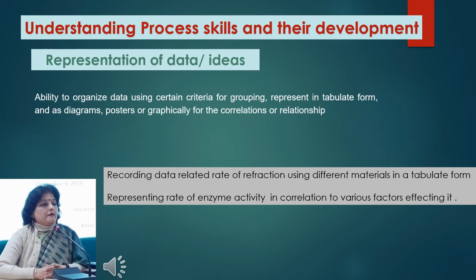Another process skill is representation of data or ideas. It is the ability to organize data using certain criteria for grouping, or represent it in tabulated form and as diagrams, posters, or graphically for representing the correlations or relationships between the data. For example, recording data related to the rate of refraction of different materials in a tabulated form gives a ready reckoner to compare the different materials in terms of their refraction index, or representing rate of enzyme activity in correlation to various factors affecting it.